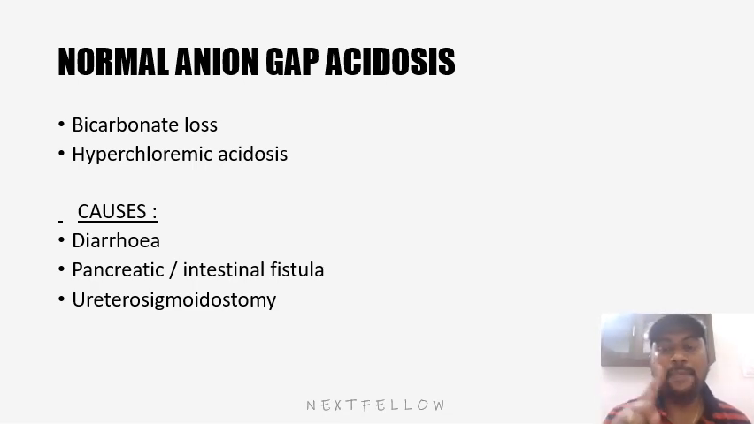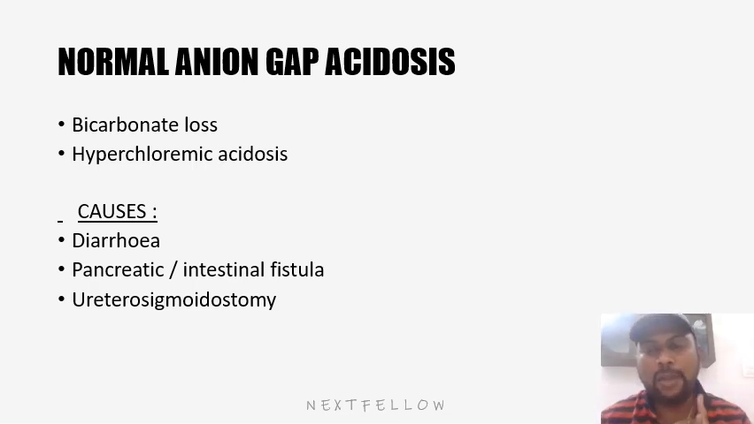One is the sodium H plus antiporter, which is present in the tubular epithelial cells. That is the one which will take up sodium, reabsorb sodium, and throw out H plus ions. Those H plus ions will bind with the bicarbonate and help in the reabsorption of filtered bicarbonate.